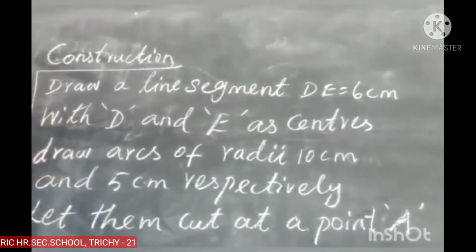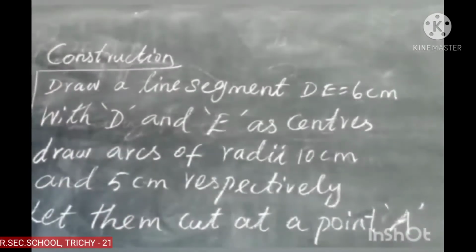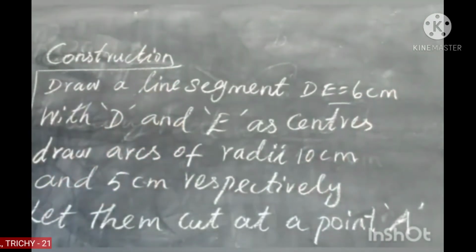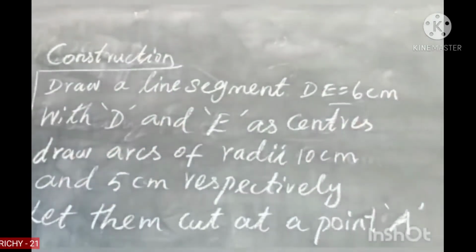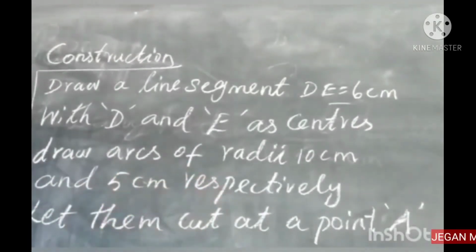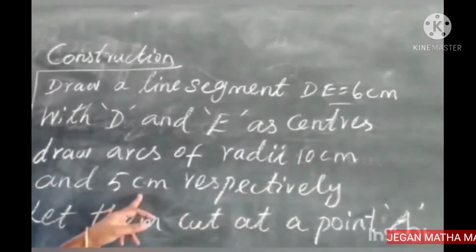So see the first point. You have to write the construction like this. First point, draw a line segment DE that is 6 centimeter. Base is 6 centimeter. Draw a line segment DE equal to 6 centimeter. With D and E as centers, you have to take point D and point E as centers. Draw two arcs of radius 10 centimeter and 5 centimeter.